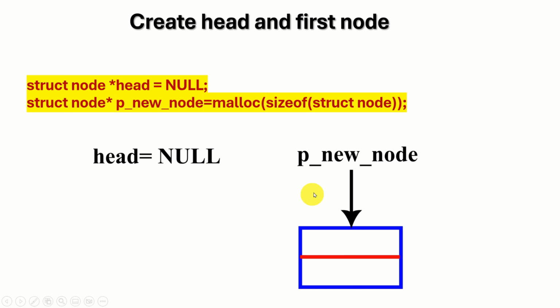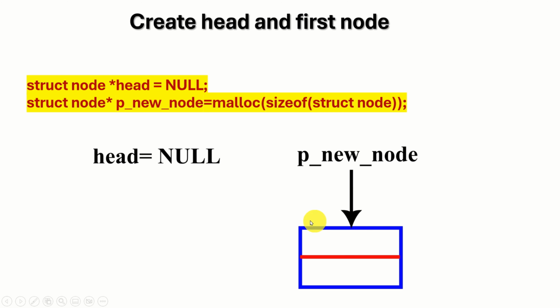The next step is to create our first node. To create our first node, we need to use the function malloc. The input parameter of the function malloc is the size in bytes of the object that we want to create. To retrieve the size in bytes of our struct node, user-defined data type, we need to use the function sizeof. The function sizeof will return the number of bytes that are necessary to store our struct node, and we pass this number of bytes to our malloc function.